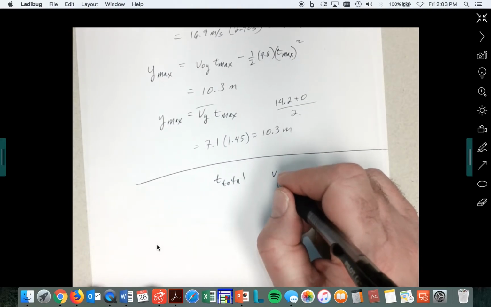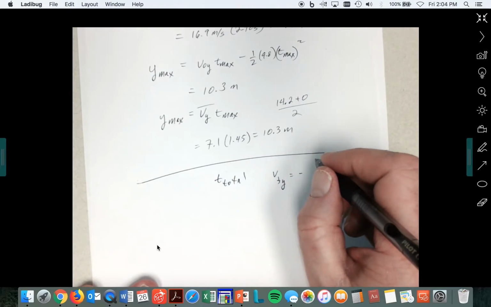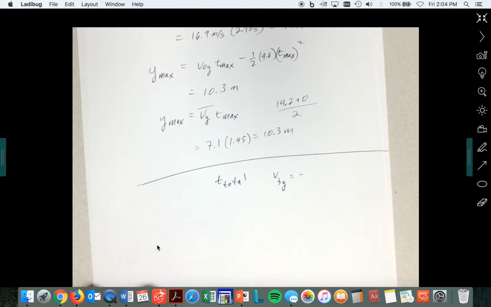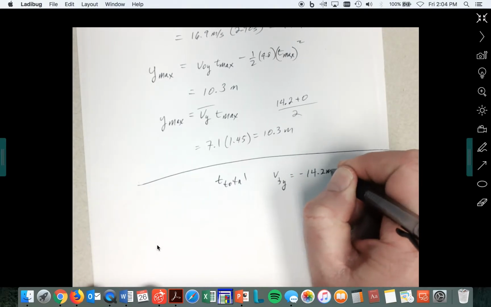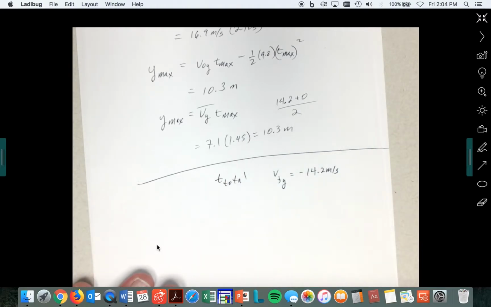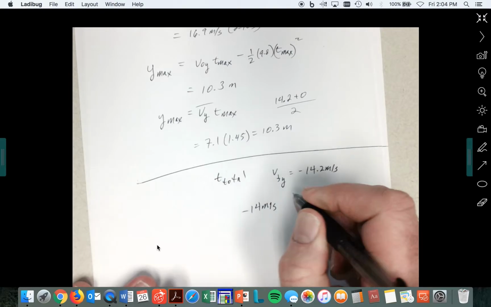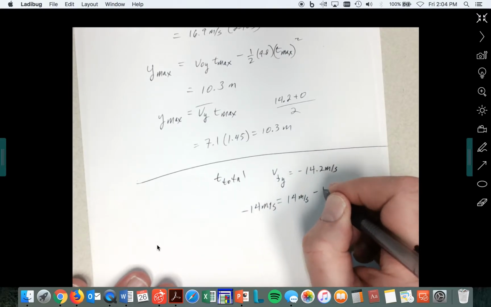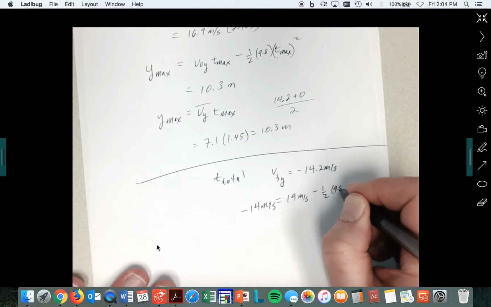I know that v final y is going to equal negative 14.2 meters per second. I know that's going to be the final. So I can do negative 14 meters per second is equal to 14 meters per second minus 1/2 times 9.8 times t squared.